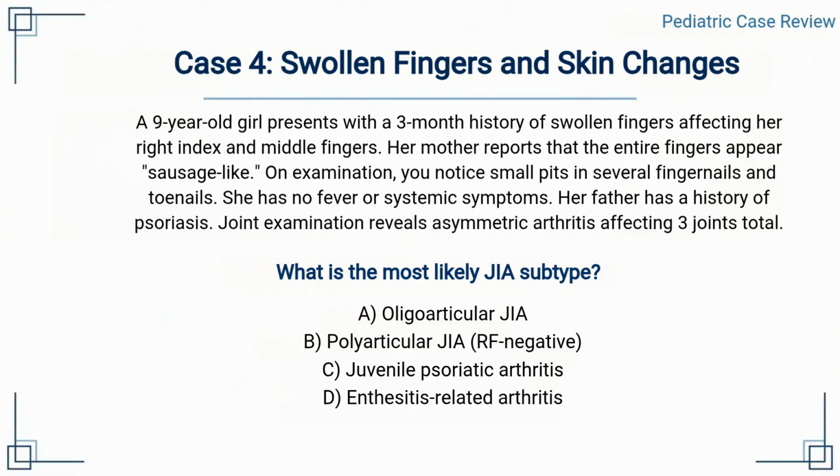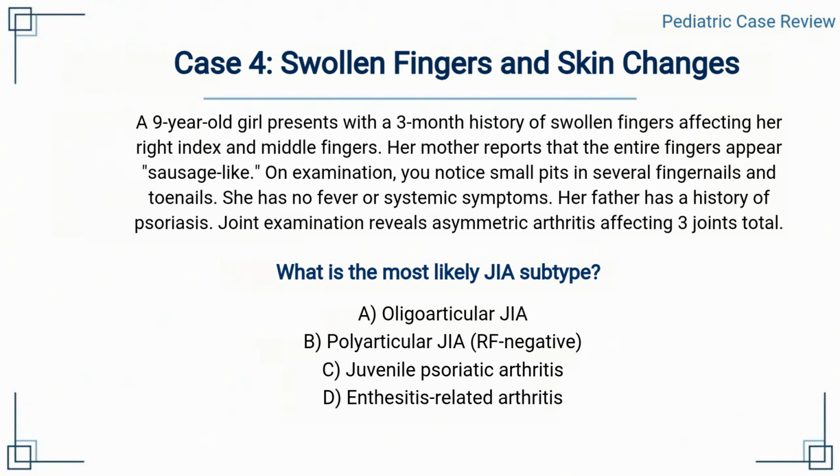Case 4. A 9-year-old girl presents with a 3-month history of swollen fingers affecting her right index and middle fingers. Her mother reports that the entire fingers appear sausage-like. On examination, you notice small pits in several fingernails and toenails.